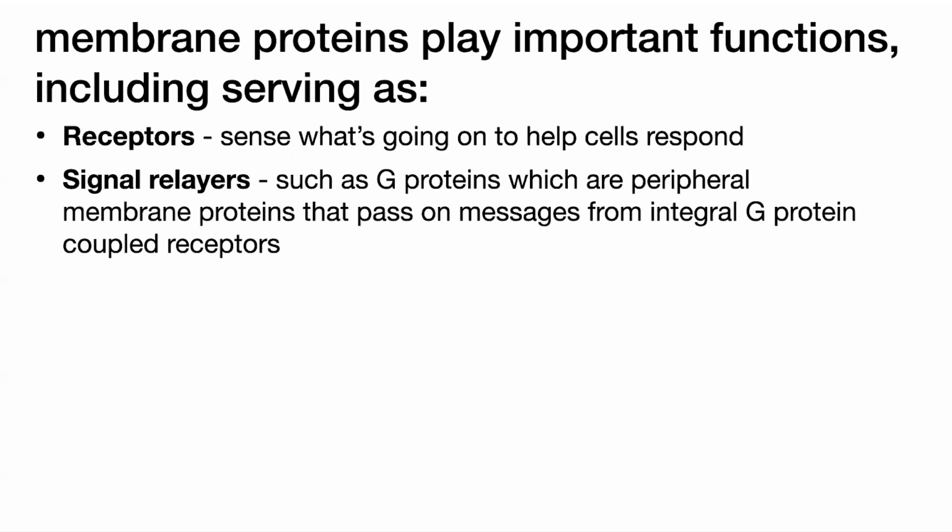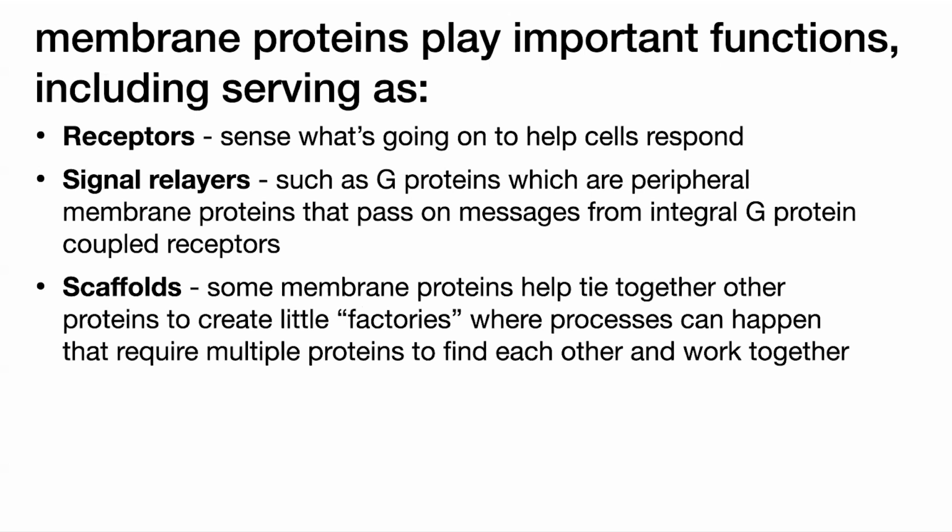What happens is you have this integral membrane protein, this G protein coupled receptor, and it's going to bind to the message, but it's also bound to this little peripheral membrane protein called a G protein. When this integral membrane protein gets the signal, it passes it on to that G protein, which then moves away from the receptor and goes and passes on the message. So in this case, you have two membrane proteins playing a role in helping relay this message.